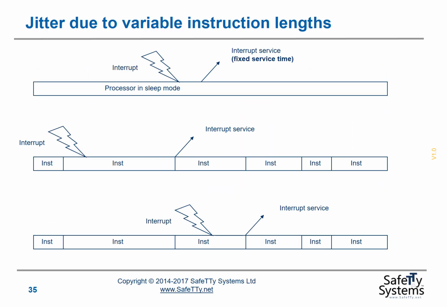One of the reasons for that jitter is the variable instruction length in a processor. If we've got a processor in sleep mode or idle mode, then we would expect to have a fixed interrupt service time. If we have instructions of variable length in our processor and an interrupt is generated, we generally have to wait until the currently executing instruction is completed before we can trigger the ISR. This is one of the causes of a variation in jitter in a TTH scheduler when compared with a TTC scheduler. But we can address this problem.